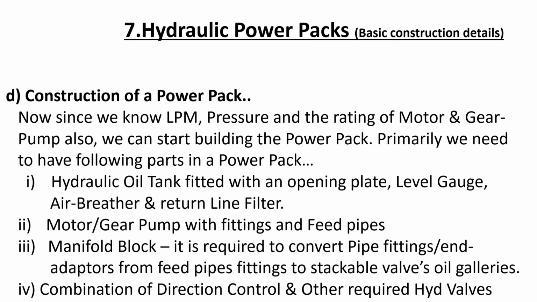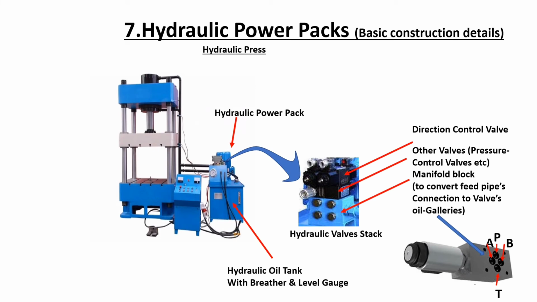Now, since we know the LPM, pressure and rating of the motor gear pump, we can start building the power pack. Primarily we need the following parts in a power pack. Number one is a hydraulic oil tank fitted with an opening plate, level gauge, air breather, return line filter, and motor gear pump with fittings and feed pipes. Manifold block is required, as I told, to convert the pipe fittings and adapters from feed pipe fittings to stackable valve oil galleries. The next is a combination of direction control and other hydraulic valves.